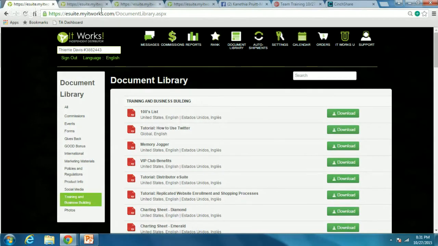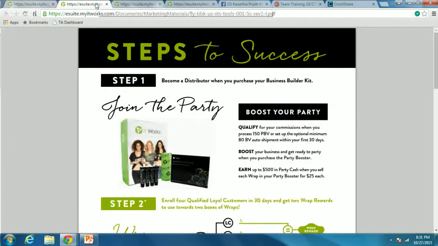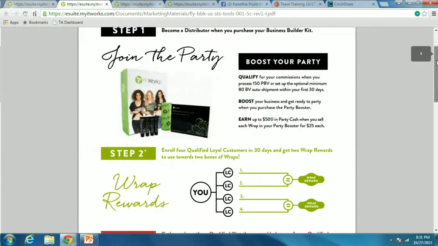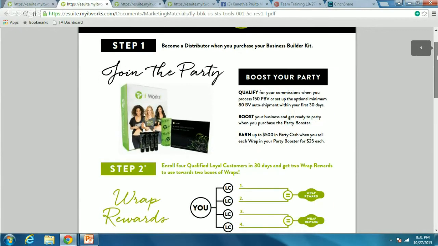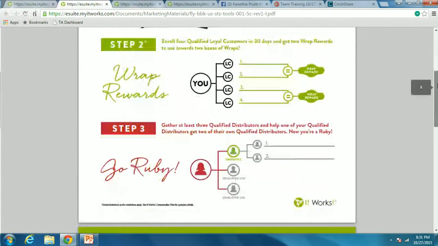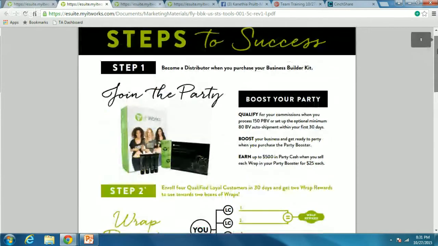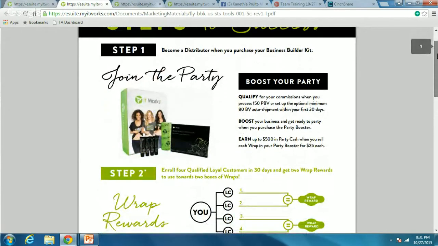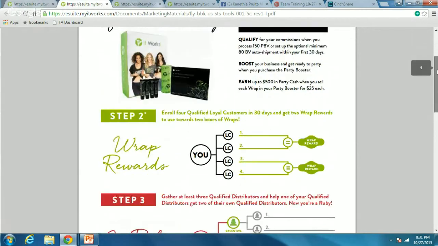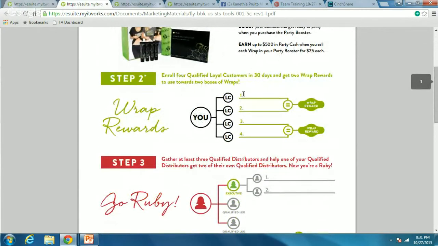Another thing that I think is really important to print off every single month, in the very beginning, are our steps to success. Even though it seems cliche, if you follow these steps, you will see your business grow. So step one, you see, join the party. You can just put a little check if you have your auto shipment set up. Then step two, you can use these spots and start writing down your loyal customers each month, trying to get your 4 loyals.